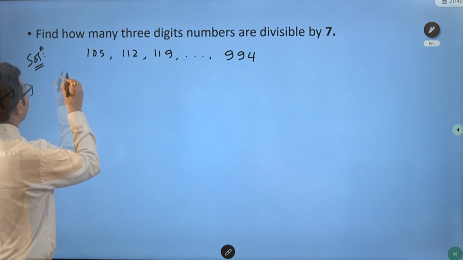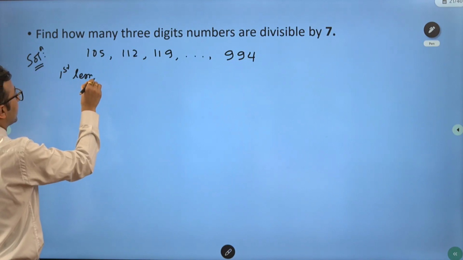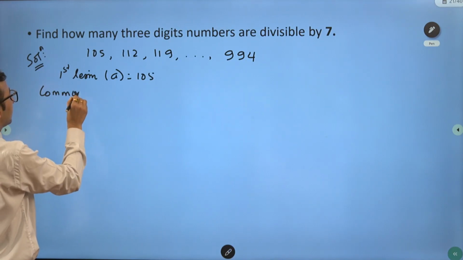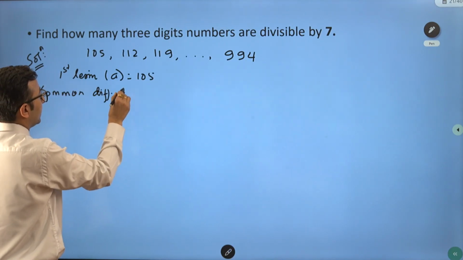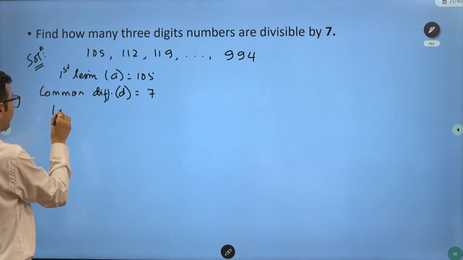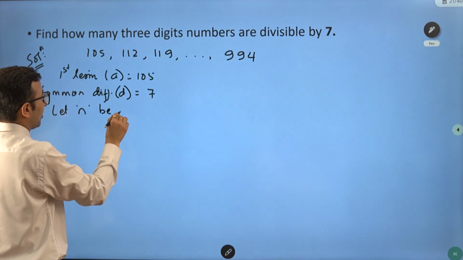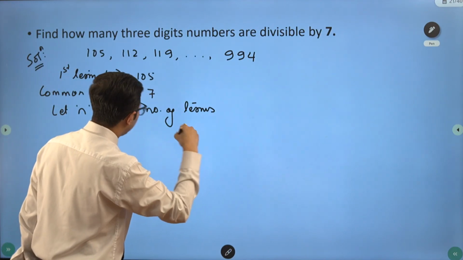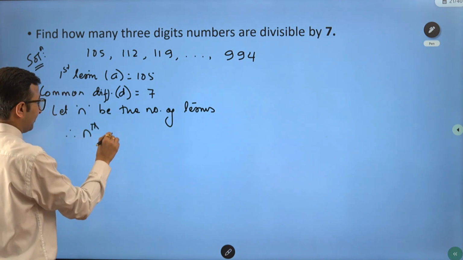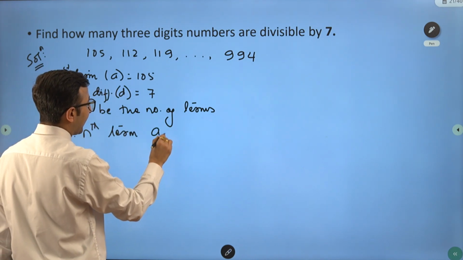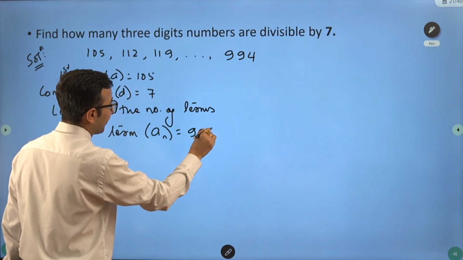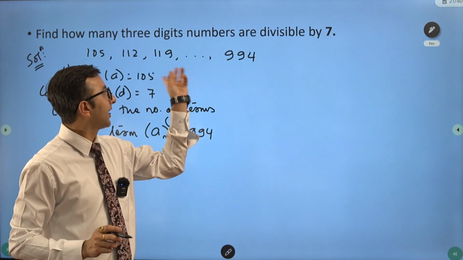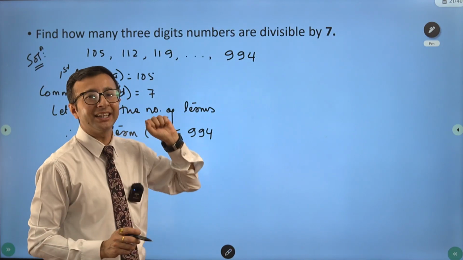To find it out, you know that the first term a is 105, common difference d is 7. Let n be the number of terms of the above AP. Therefore, the nth term an will be equal to 994. To understand this, 5 fingers are there. If you count from here, this will be the 5th. If there are n number of terms, that means this last is the nth term.